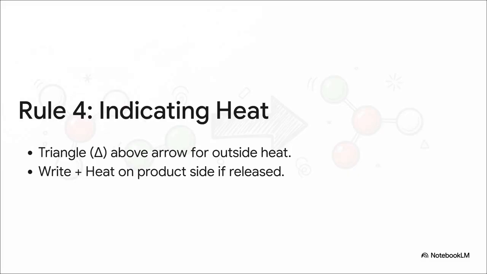This brilliantly brings us to Rule 4, which deals directly with heat. If heat must be supplied from the outside to force the reaction to happen, like when we vigorously heated our limestone earlier, we draw a tiny triangle symbol right above the directional arrow. On the flip side, if the reaction itself gets hot and releases heat into the surroundings, we literally write plus heat on the product side of the equation.